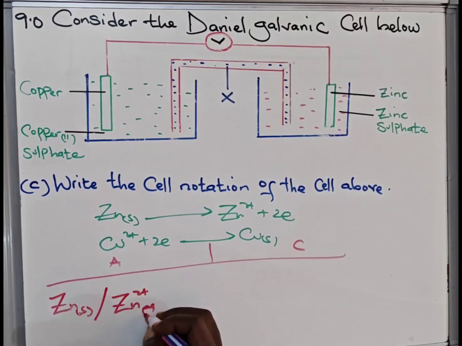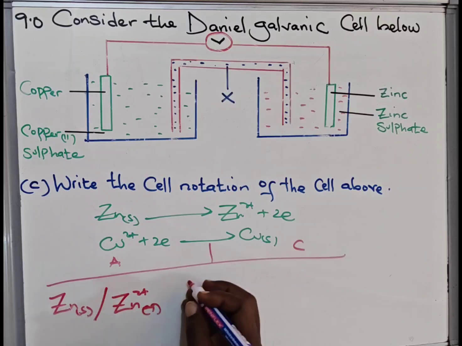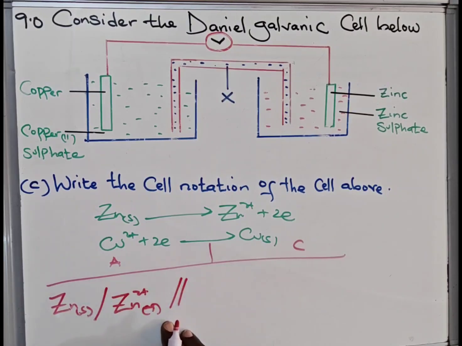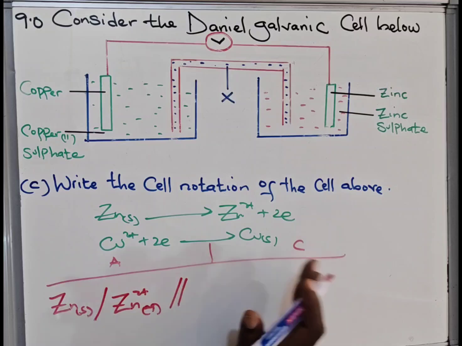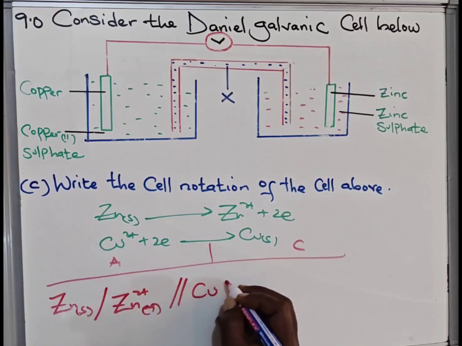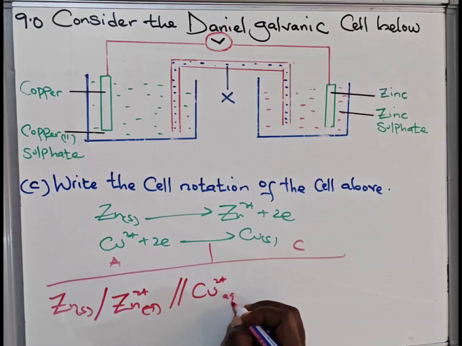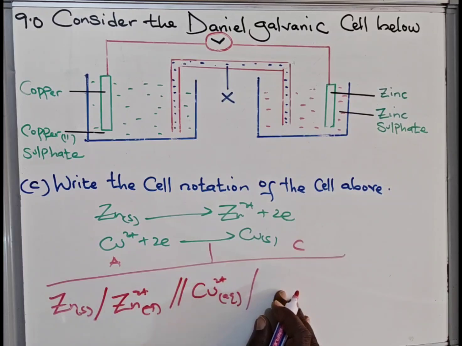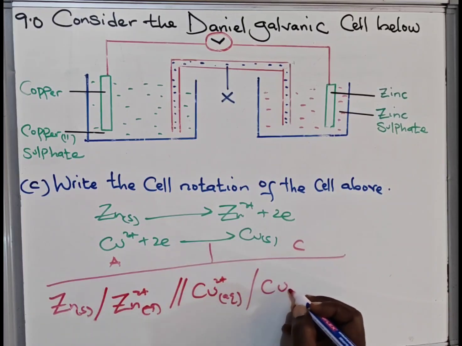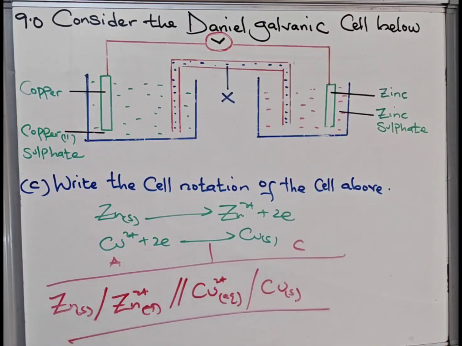We can put aqueous. Then from here, we are going to the salt bridge, indicated by that double slash. Then you are done with A, so we are going to C, the cathode. At the cathode side, our copper ions come, and they're aqueous. We indicate the slash, which means phase change. This is aqueous, we are going to solid, and the solid is copper solid, which is the electrode. So what you have here is the cell notation of the cell above.